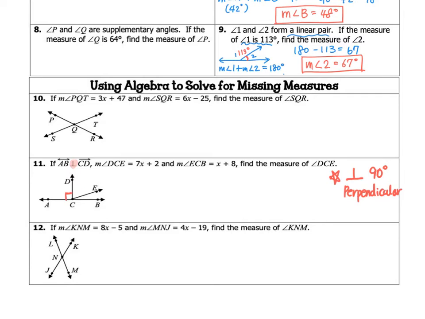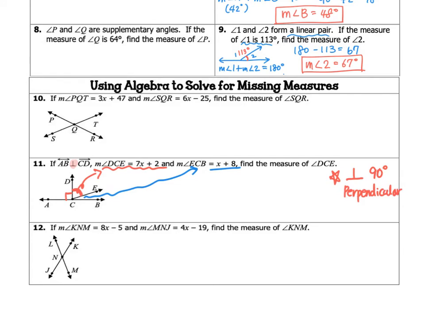And the measure of DCE is right here. That is 7x plus 2. And angle ECB, which is right here, oops, that is x plus 8. Find the measure of DCE. So we need to find right here. What is the measure of right here? That's what we're looking for.